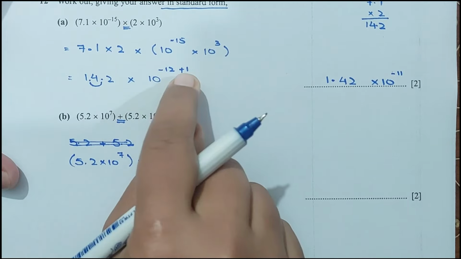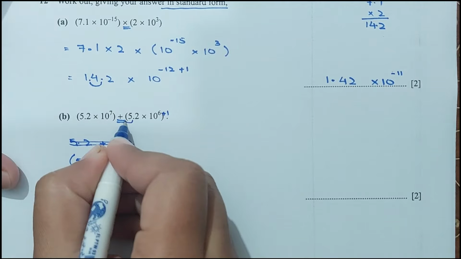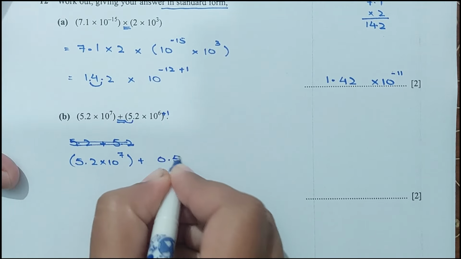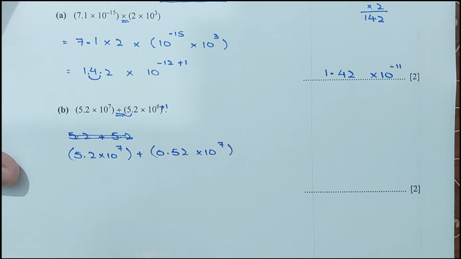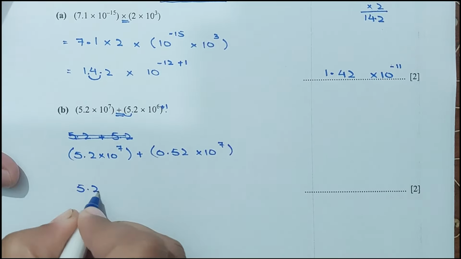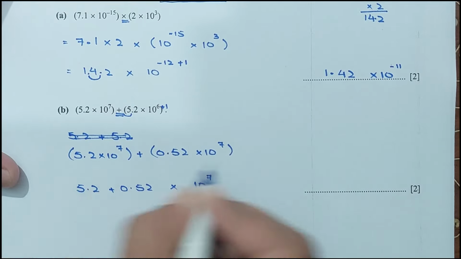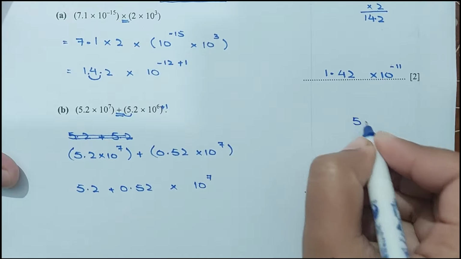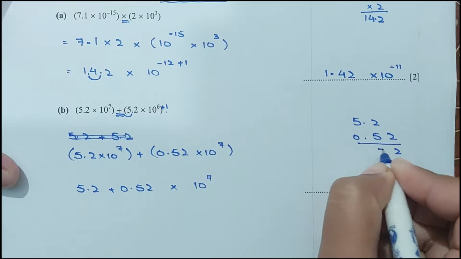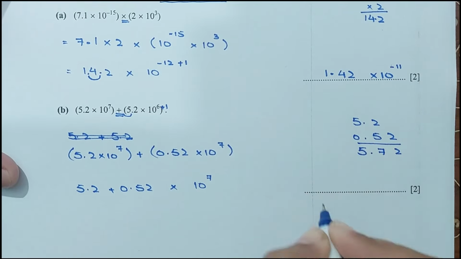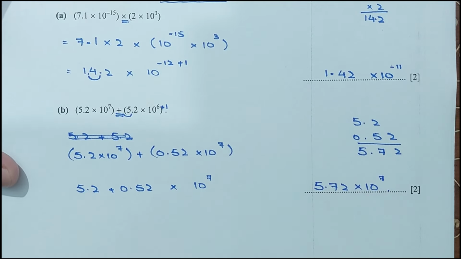If I add 1, when we add something, we have to move the decimal point to the left. So this decimal point is also moved to the left. 0.52 times 10 to the power 7. Now we have the same powers, right? So we can do 5.2 plus 0.52 times 10 to the power 7, which is common to these two. So 5.72 times 10 to the power 7, that is the answer.